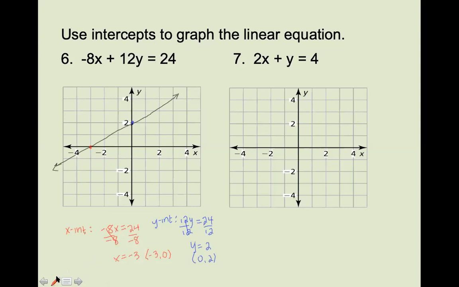All right, let's do that same idea for the next problem. So we're going to start with our x-intercept again. Remember, when you're finding an x-intercept, you're putting 0 in for y and solving for x. So if I put 0 in here, this would just be 2x plus 0 equals 4, or just 2x equals 4. I divide both sides by 2, and I get x equals 2. So my x-intercept is (2, 0), which is going to be right here.